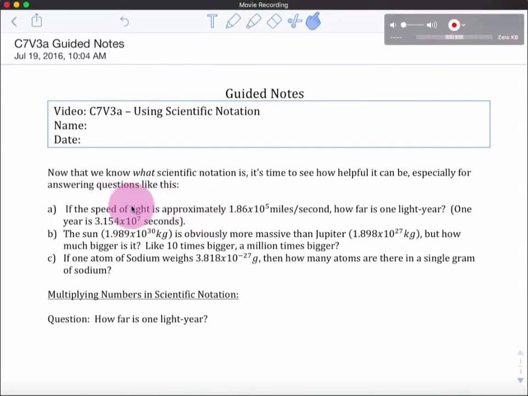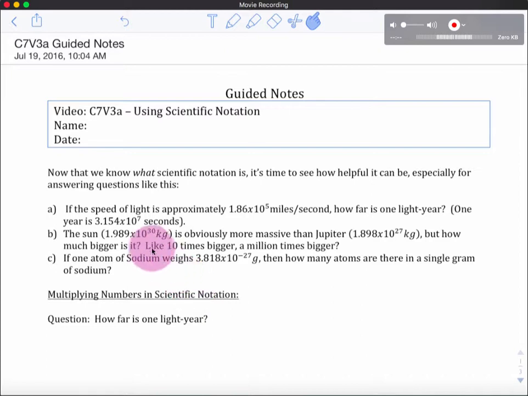So the speed of light is approximately 1.86 times 10 to the fifth miles per second. That's really fast. And my question might be, how far is 1 light year? A light year is the distance traveled by light in 1 year. And a really helpful piece of information is that 1 year is 3.154 times 10 to the 7 seconds.